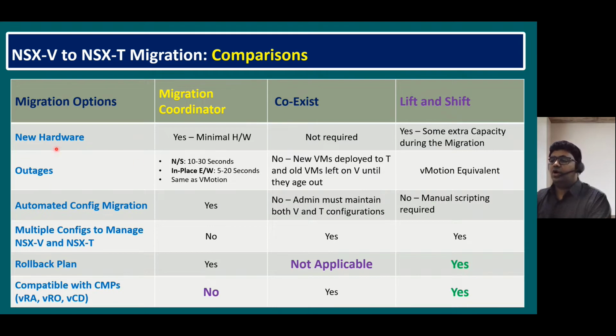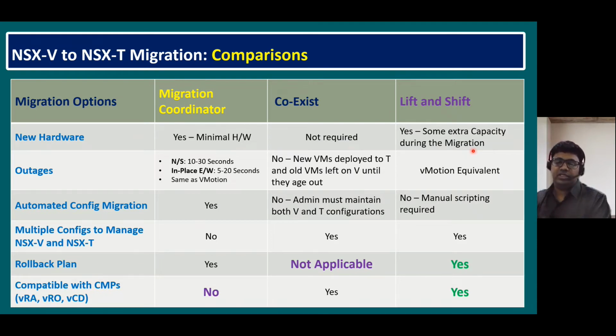So lift and shift, new hardware, yes, some extra capacity during the migration. Definitely it requires some extra capacity. Suppose in our vCenter server, we have 4 clusters: one cluster for management, one cluster for web server, one cluster for app server, one cluster for DB server. I have a total of 4 clusters. That means one management cluster and 3 workload clusters.